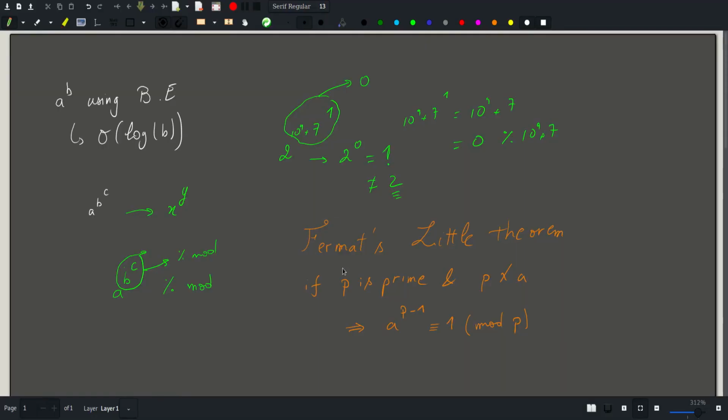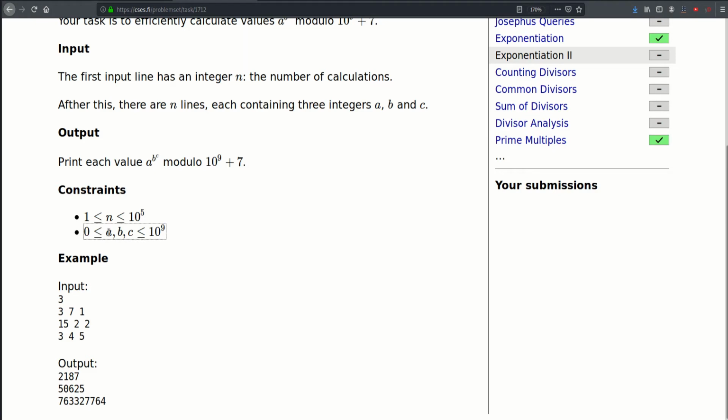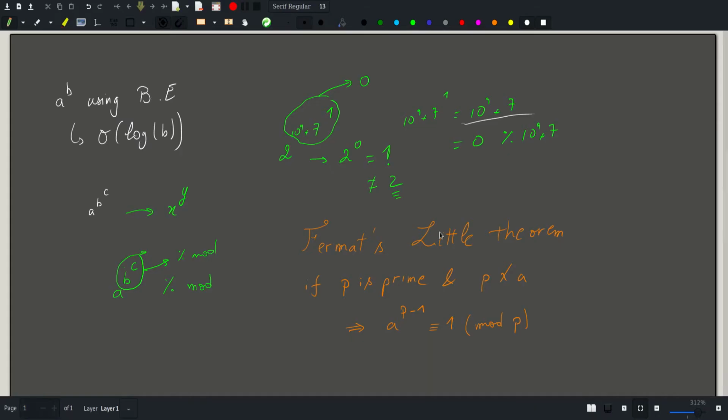So I went ahead and rewrote the theorem we just saw. If p is a prime number, and a billion and 7 is indeed a prime number, and p does not divide a, and as our integers a, b and c are less than or equal to a billion, and our prime is a billion and 7, then p does not divide a.